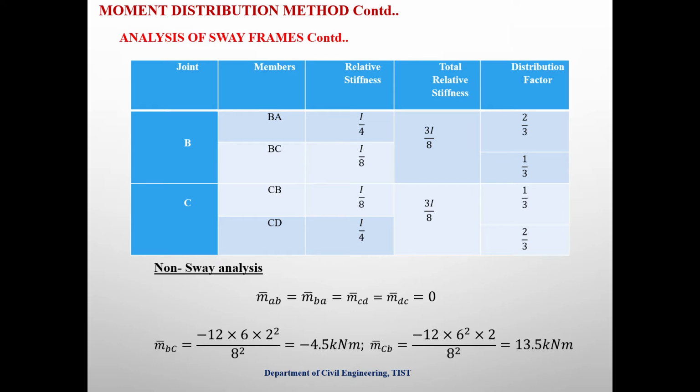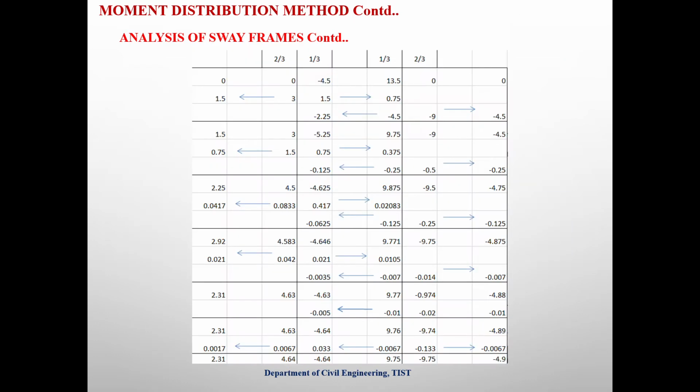In the case of non-sway analysis, as we discussed in the previous cases, that means as we discussed in the beams and frames, we have to find out the fixed end moments and distribution factor. After getting them, we have to enter all these values in the moment distribution table. Then we do the moment distribution as in the previous cases. After completing the moment distribution in the non-sway analysis, we will get the moments as 2.31, 4.64, 9.75 and 4.9.